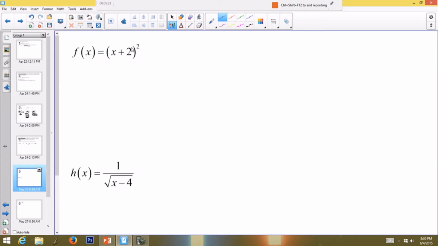I see an inner function, x plus 2, and then I see an outer function, squared. So I am going to say that this is the composition of two functions. My first function, I'm going to call it h of x. That is my inner function, that's my x plus 2. And then my g of x function is going to be my squared function. That's going to be my x squared.